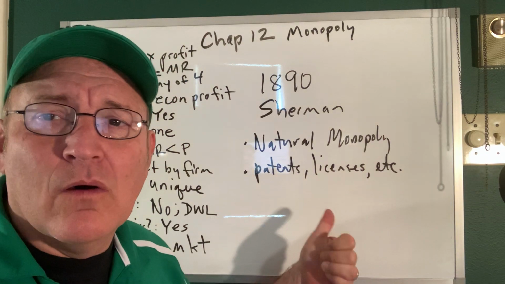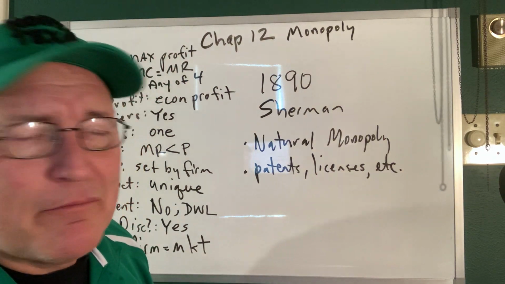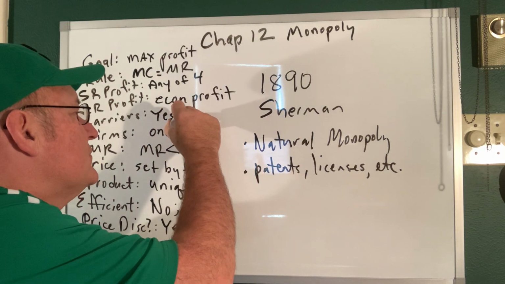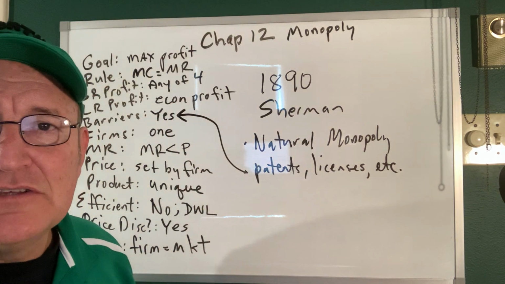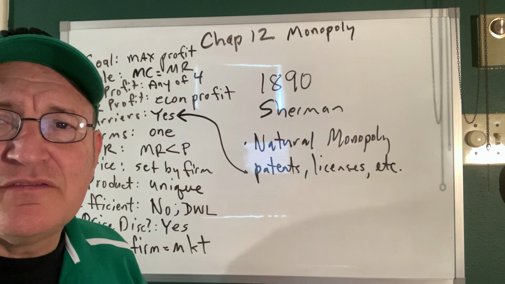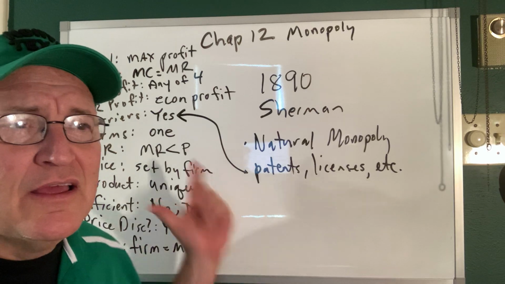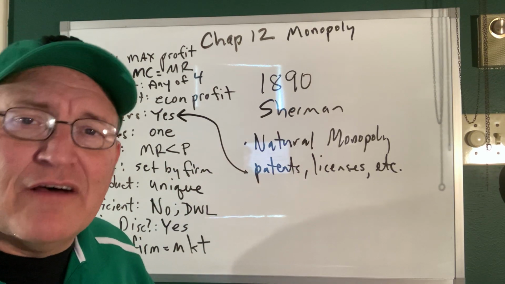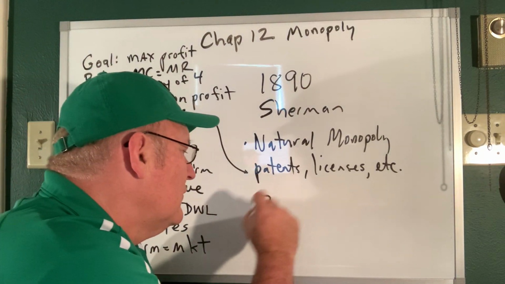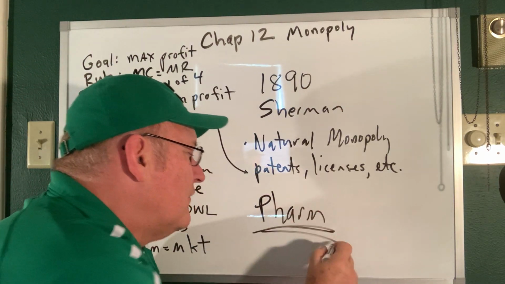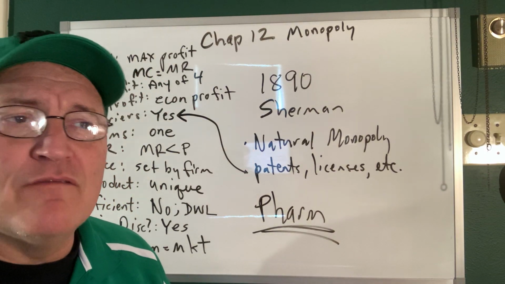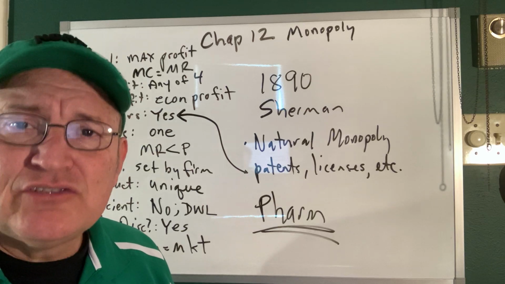What is common though is the issuing of patents and licenses, and in fact these become really good examples of barriers. Okay, so we talked about what a barrier is, right? A barrier is something that prevents firms from joining into a market. And I have a really good example of how this works, okay? And it has to do with pharmaceuticals. The pharmaceutical industry is a really good example of when the government allows a monopoly to occur.